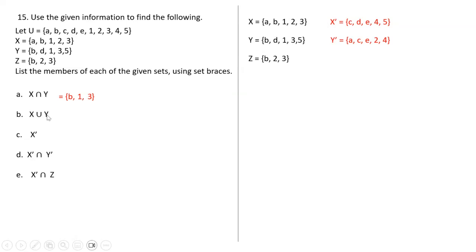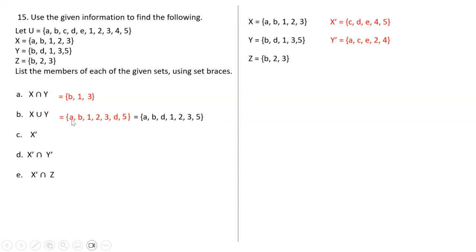For the B part, X union Y means X or Y. The way I tell my students is that you're going to write them all down, but you don't repeat them. So I first start with set X, and I'm going to put everything in X. Now I'm going to go to Y. If the element is already there, I don't write it again. For example, is a B there? Yes, already there, so I don't put it again. Is a D there? No, so the D goes there. The 1, is it there already? Yes, it is there. The 3, it's already there. The 5 is missing, so we have to include the 5.